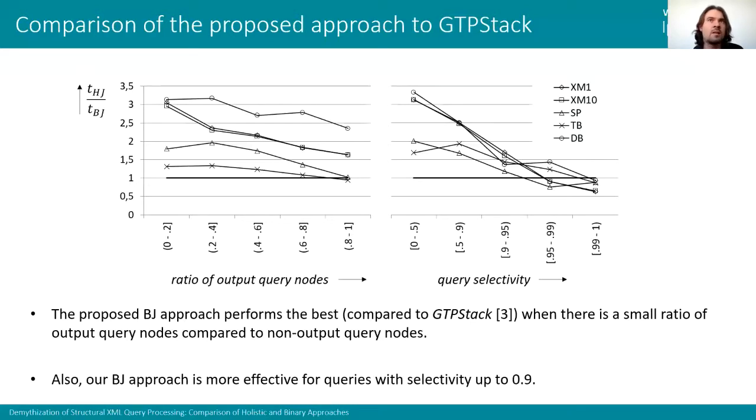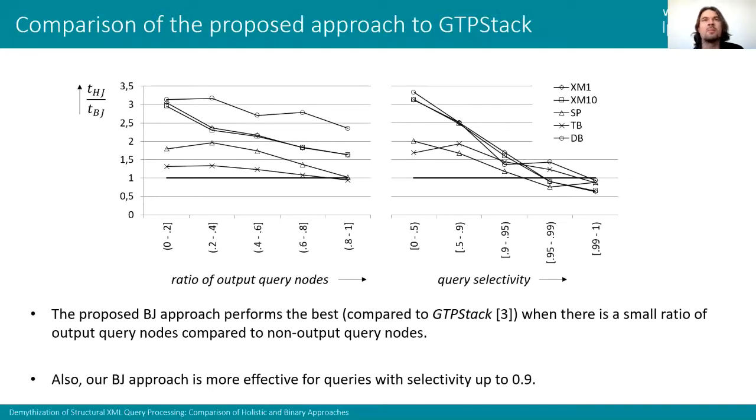We can see that if there is a relatively small number of output query nodes, which means that most of the query nodes are non-output, our approach can be, for example, 3 times faster than holistic join. We can see this behavior for the XMark and DBLP collections. For all the other collections, the speedup is lower, but on average, our approach is still better than the state-of-the-art holistic join. We can see that with the growing ratio of output query nodes, the efficiency of our approach decreases, but it is still, in most cases, better than the holistic join.